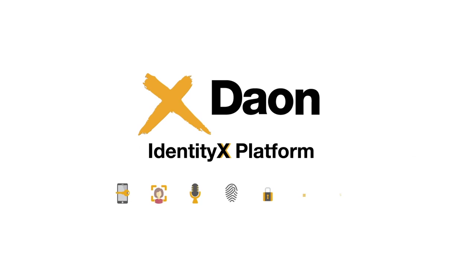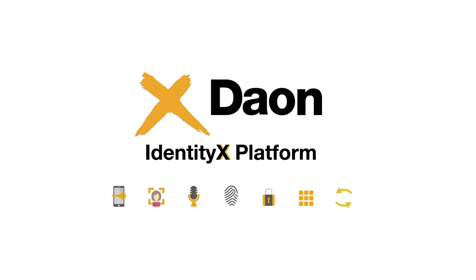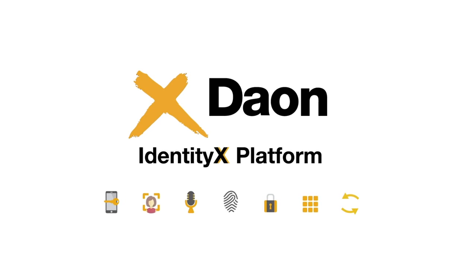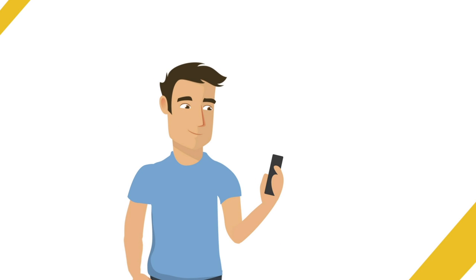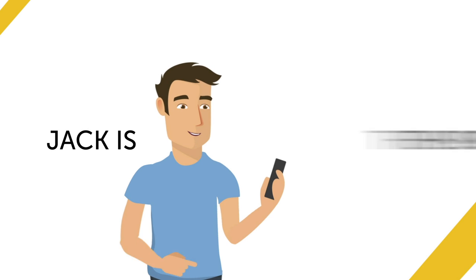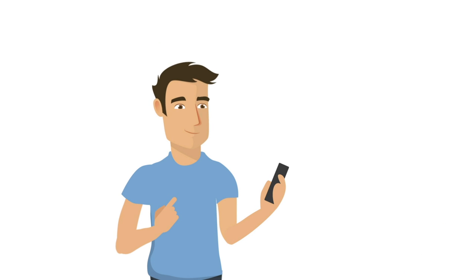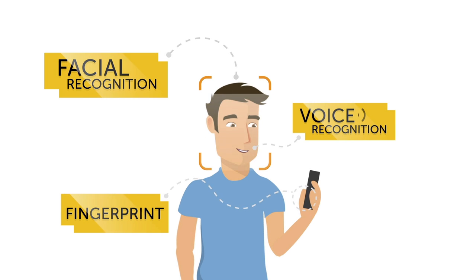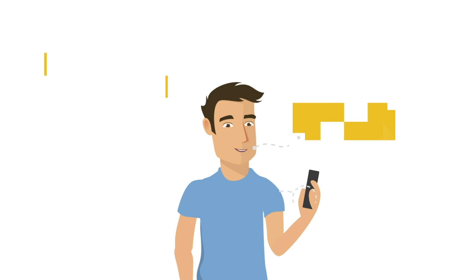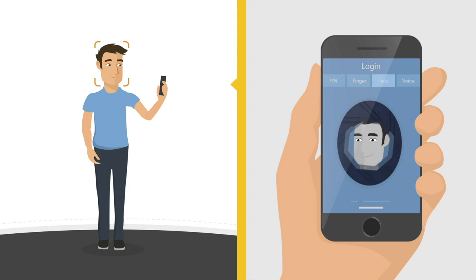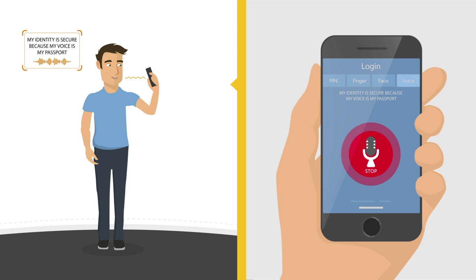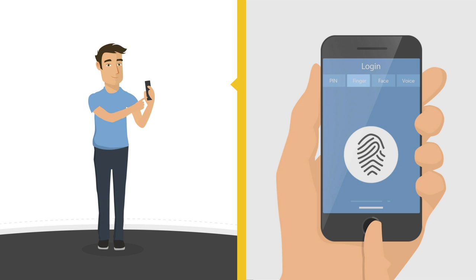Well, today is a new day because Jack's credit union is rolling out Daon's IdentityX platform to bring biometric authentication to their members. With IdentityX, there are no passwords because now Jack is the password. When Jack wants to move money around, he uses convenient biometric options with his phone's built-in features. He simply opens the app and authenticates by taking a selfie, speaking a passphrase or random set of numbers, or touching his finger to the device.